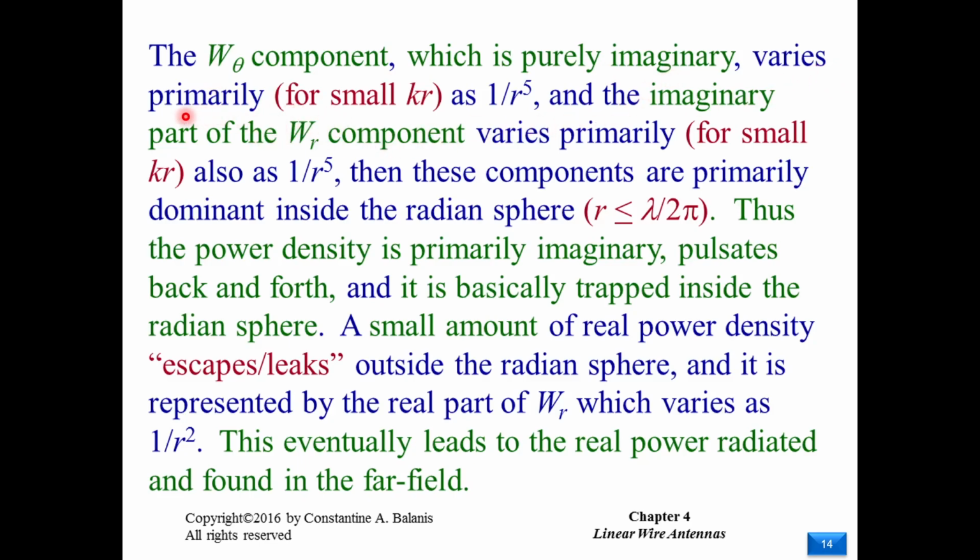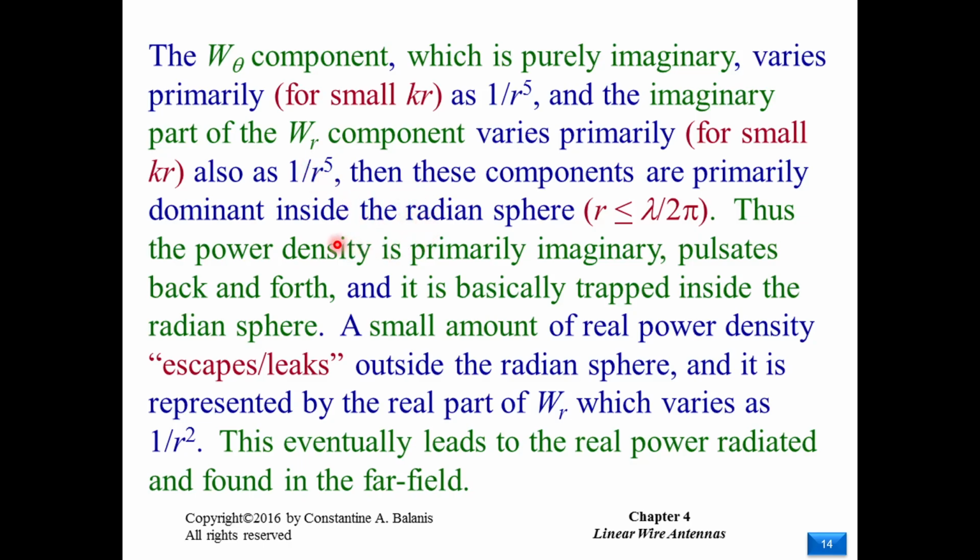We have W_theta, which is purely imaginary, and for small values it depends on 1 over R to the power 5. So when kR is really small, this is dominant. It's also the imaginary part of W_R, which depends on 1 over R^5. So it is dominating and it is reactive. So in the very small volume around the antenna, the dominant power is the reactive power, or the imaginary part of the power, which is a sort of stored electric and magnetic energy that exchanges its nature from electric to magnetic and back and forth.